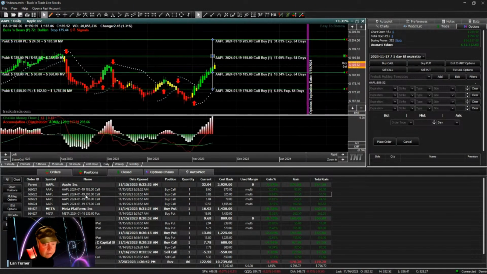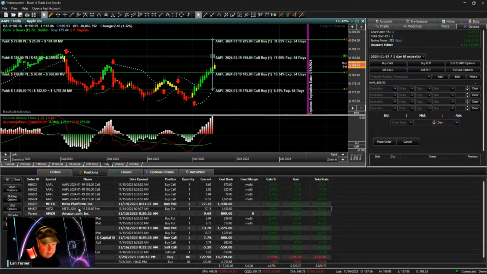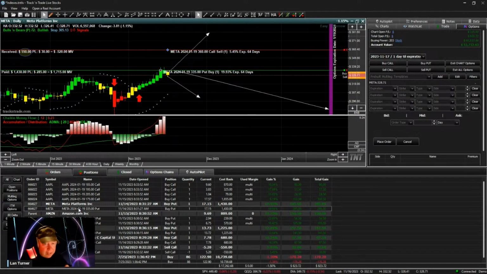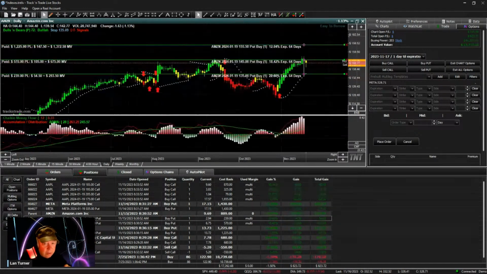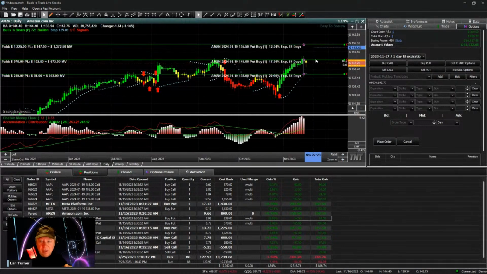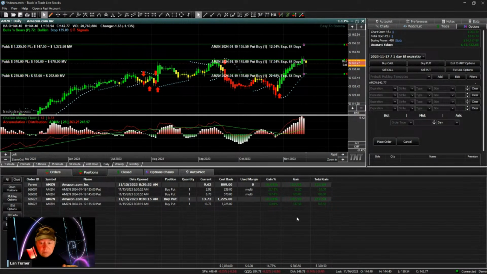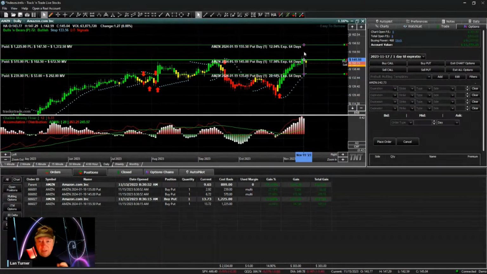So we had Apple. We looked at Apple. We had Meta. We looked at Meta. We added that on that position. We had Amazon. So here's our other Amazon. Now, Amazon we went through, and this is the one where we have 3 options on here. And these are all put options. The others we did all call options.